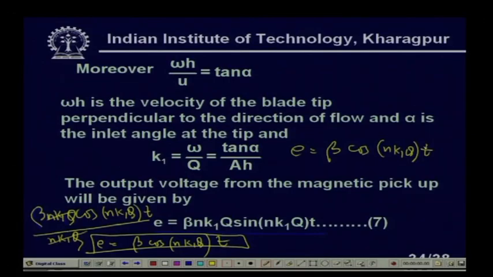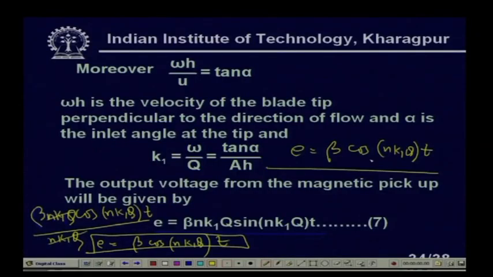What does it mean? It means that beta is a constant; it does not depend on the flow velocity. So the amplitude is constant and only the frequency depends on the flow. Now I pass that signal after integration through a Schmitt trigger, and I get constant amplitude pulses, but the frequency will change as the flow velocity changes. If I measure that frequency, it can be calibrated in terms of the flow. This is the advantage of this type of meter. With this I come to the end of lesson 14.